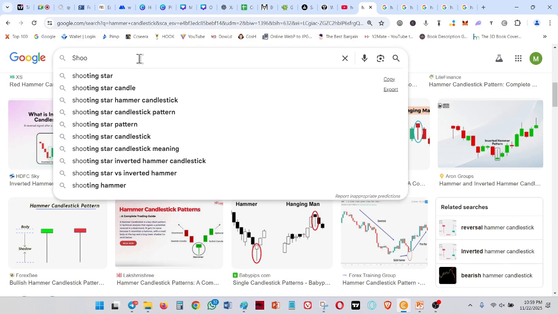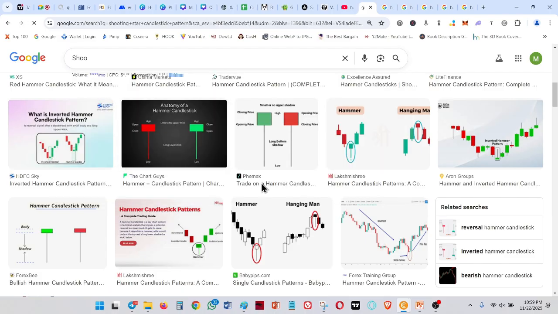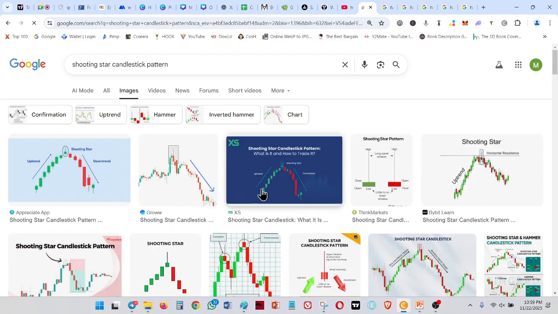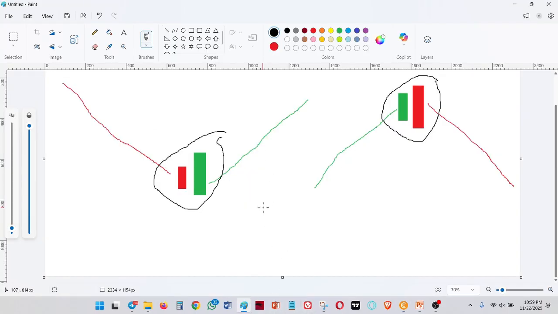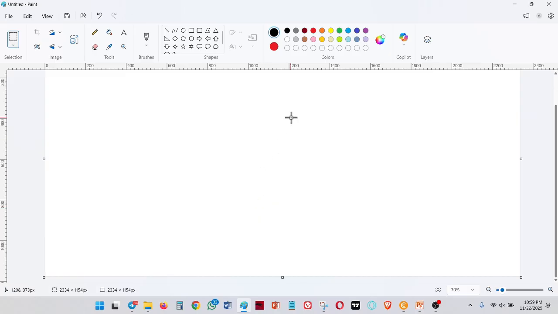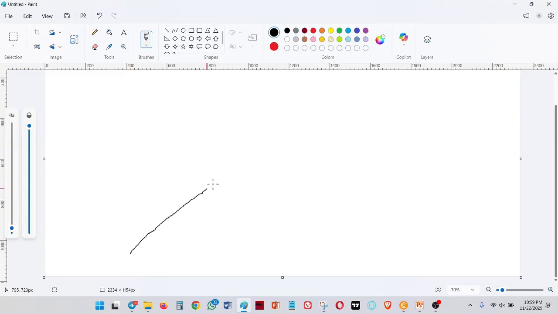The next one is what we call the shooting star candlestick. Now, the shooting star candlestick is like this. So I'm going to delete all of this right now. The shooting star candlestick says that price will first of all pump from the bottom. When price gets to the top, price will now form a candle with a height and then come below it and crash to the bottom.